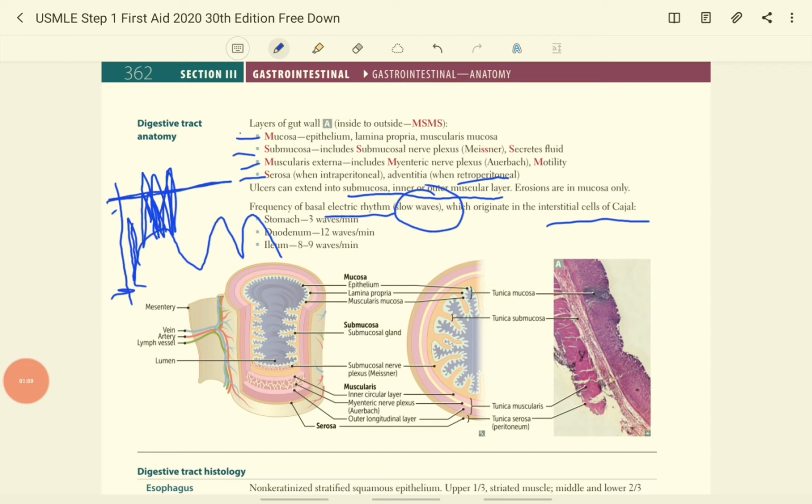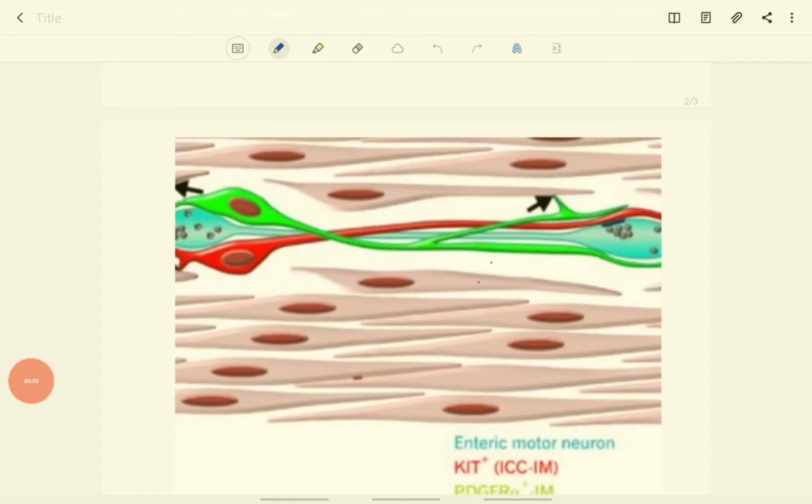We have 3 slow waves per minute in the stomach, 12 slow waves in the duodenum, and 8 to 9 waves in the ileum. In this image, we can see a blue one, which is the myenteric plexus, and this is the interstitial cell of Cajal associated with the myenteric plexus, providing the pacemaker to the enteric system.